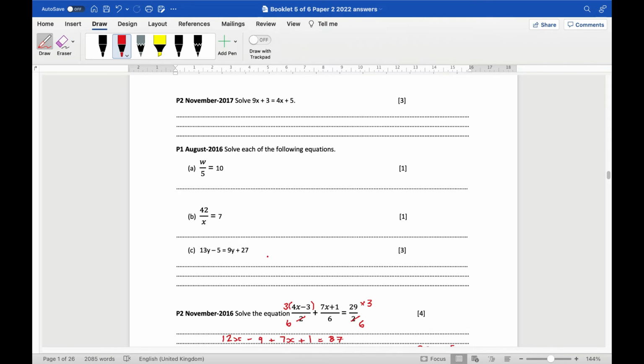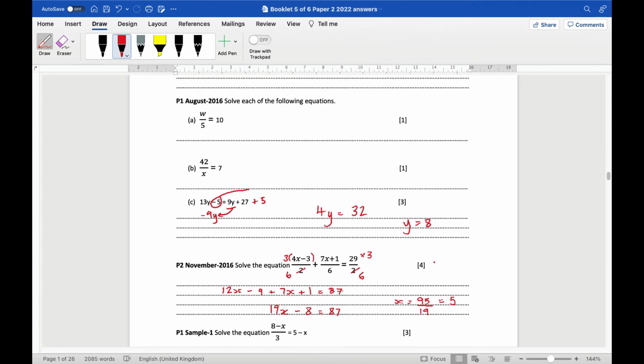And the only other one to mention here then, I guess, guys, is this one, where you've got a minus 5, which can go over as plus 5. But you've got a 9y, which can go the other way and become minus 9y. So 13y take away 9y is 4y, and 27 plus 5 is 32, giving you y equals 8. Any other issues there, do let me know.